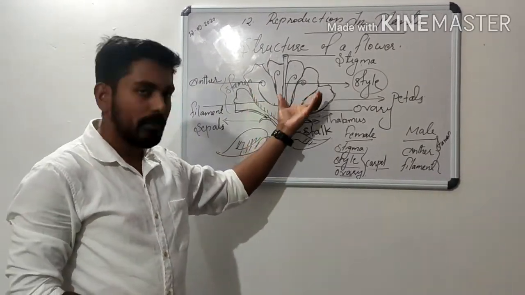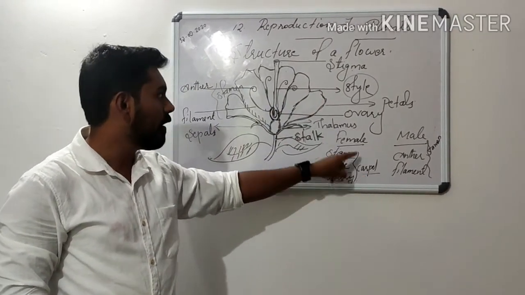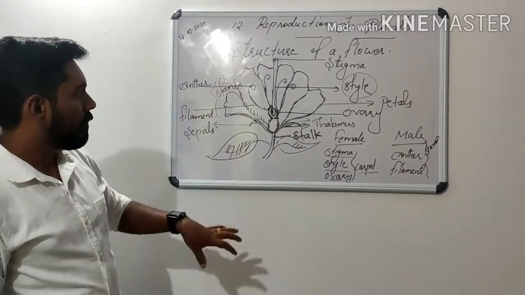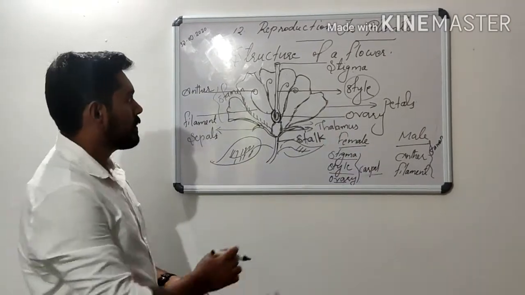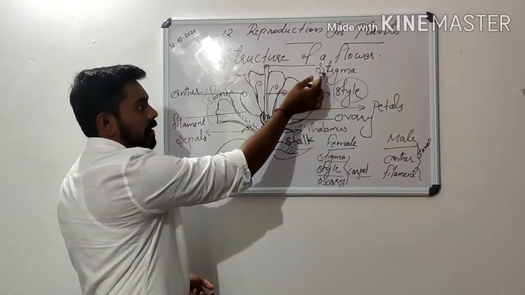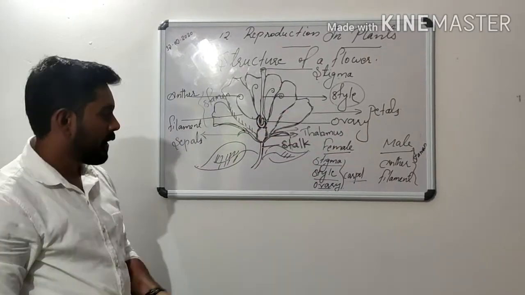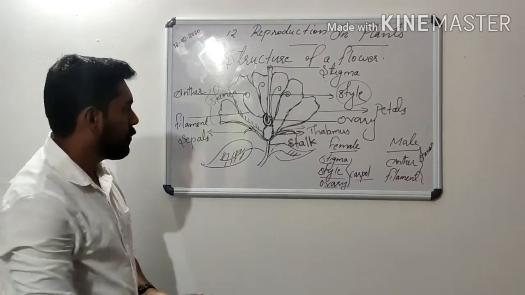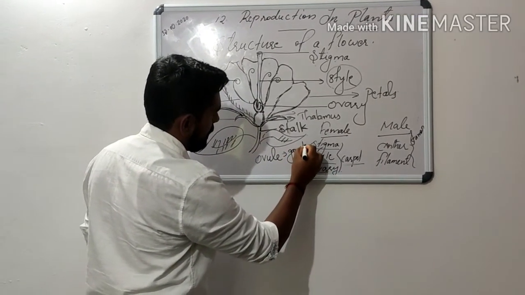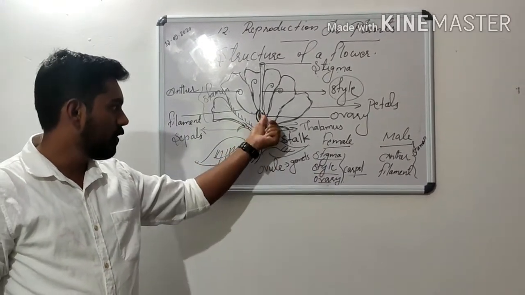So the female parts of the flower are stigma, style, ovary. It's all together called carpel, and the male part of the flower is called what? Anther and filament. The tube between stigma and ovary is called style. The exposed part is called stigma, and the inner part is called ovary. Ovary contains ovule, which is the female gamete. Ovule is found in ovary.